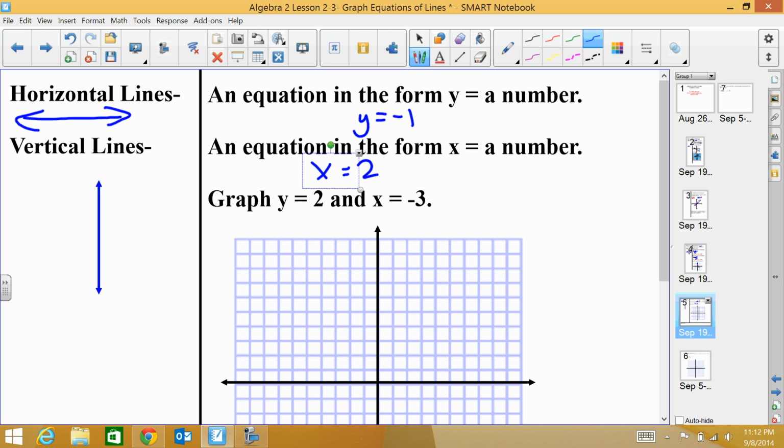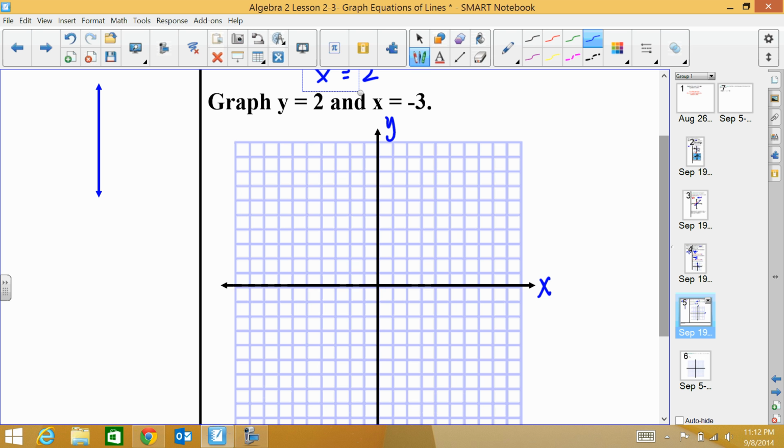So y equals 2. Let's label these y-axis and x-axis so we can see the difference. If I'm graphing y equals 2, I go up to 2 on the y-axis and I put a point. And then I'm going to draw a horizontal line across because y equals is for horizontal lines.